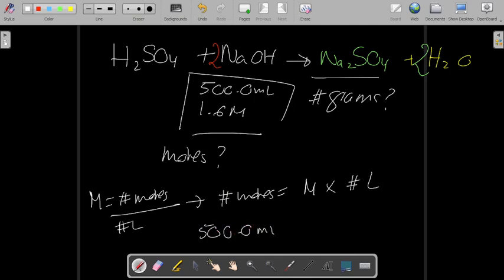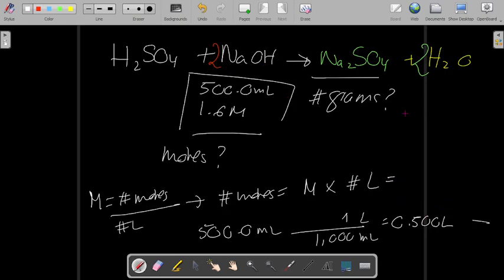500.0 milliliters of this solution. 1,000 milliliters is 1 liter. That means I have 0.500 liters of that solution, okay? Of that solution with the sodium hydroxide. We're talking about sodium hydroxide. You can write it down if you want to.